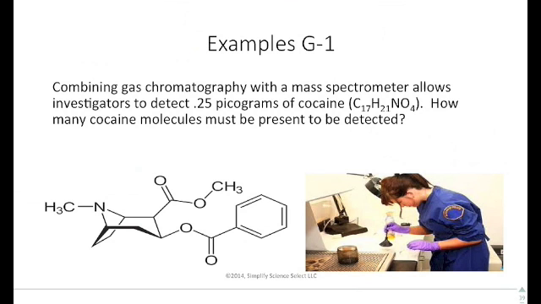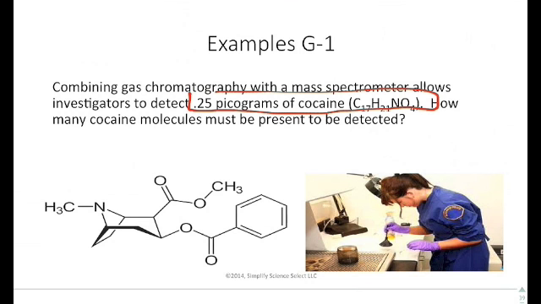No idea what that is, and it doesn't matter. All it does is say it allows investigators to detect 0.25 picograms of cocaine. That right there is the amount that forensic investigators can detect whenever there's any sort of crime or something along the lines. It's a very, very small amount. It says how many cocaine molecules must be present to be detected.